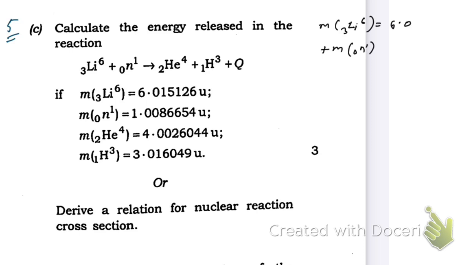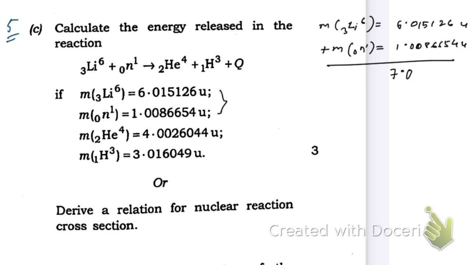That will be 6.015126 U, plus 1.0086654 U. If you add these two, you must get 7.0237990 U.